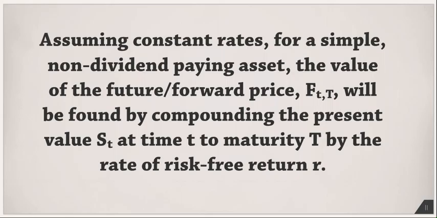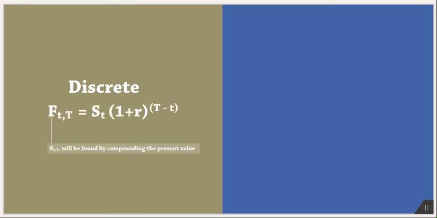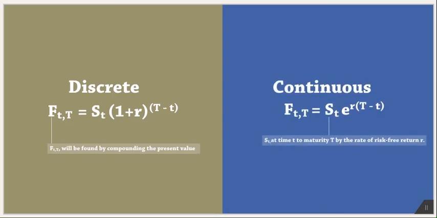Thus, assuming constant rates for a simple non-dividend paying asset, the value of the future and/or forward price, F(t,T), will be found by compounding the present value, S(t), at time t to mature at T by the rate of the risk-free return, R. Discrete: F(t,T) is equal to S(t) into (1 plus R) raised to the power (T minus t). Continuous: F(t,T) is equal to S(t) into e raised to the power R into (T minus t). The main differences between forwards and futures are as follows.